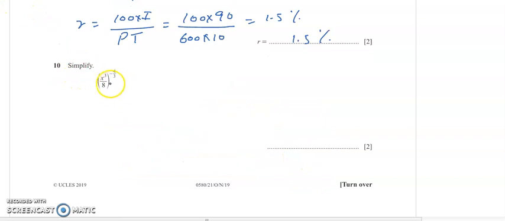Next question is to simplify this. Use your indices rules. First of all, I will separate these powers.